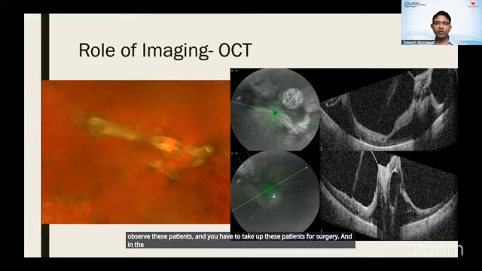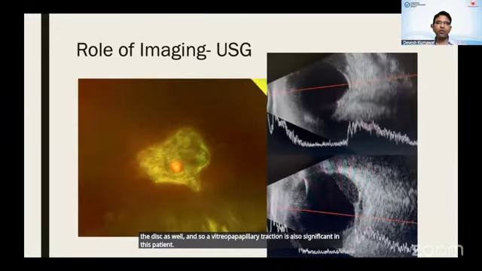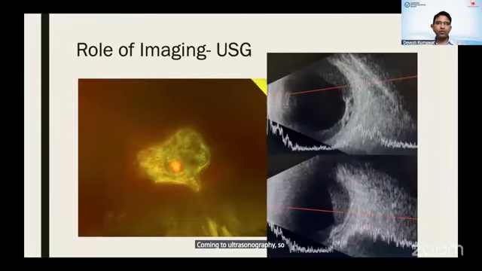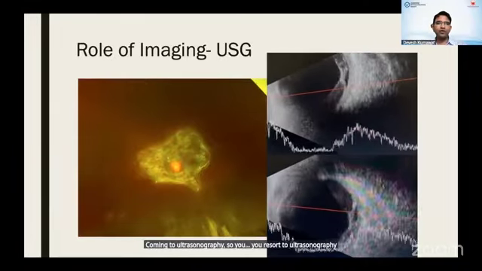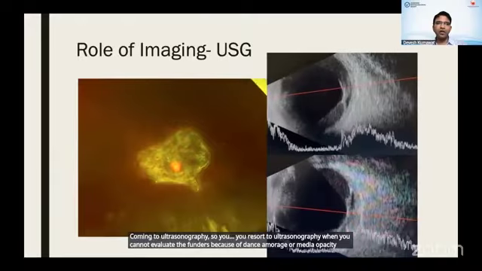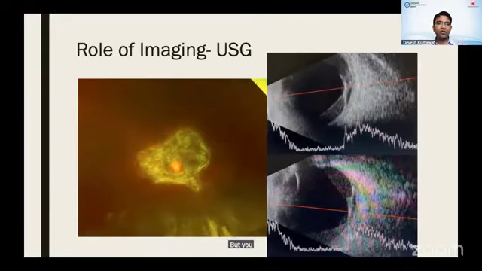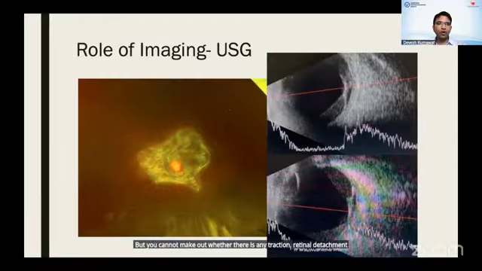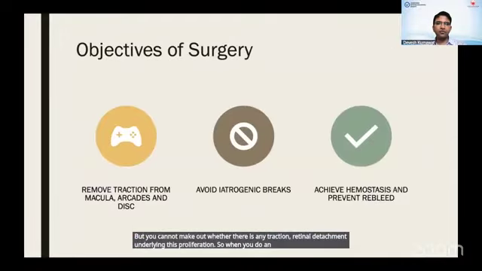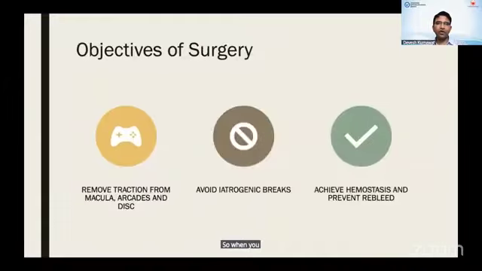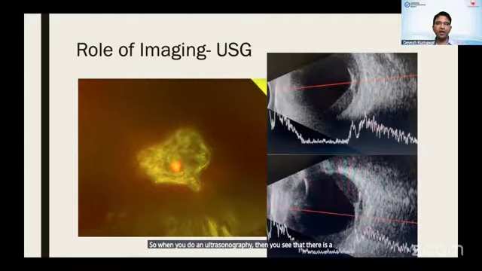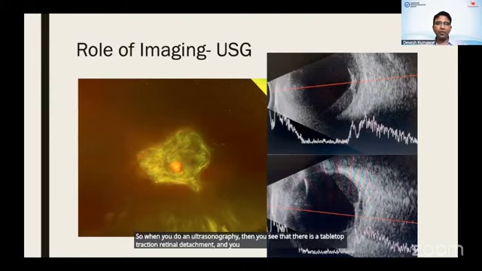In the bottom image, you can see there is a significant tractional component on the disc as well, so a vitreopapillary traction is also significant in this patient. Coming to ultrasonography, you resort to ultrasonography when you cannot evaluate the fundus because of dense hemorrhage or media opacity. In this patient, you see an extensive fibrovascular proliferation, but you cannot make out whether there is any tractional retinal detachment underlying it. When you do an ultrasonography, you see that there is a tabletop tractional retinal detachment, and you have to be mentally prepared to deal with it.